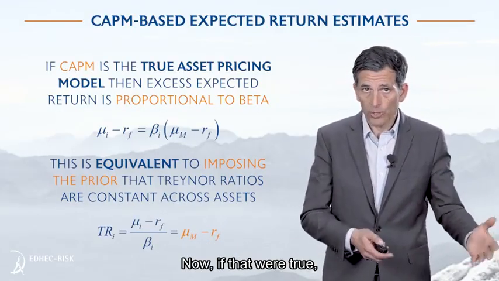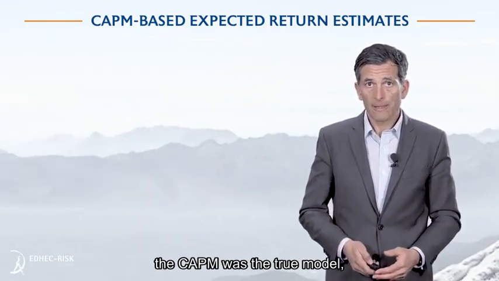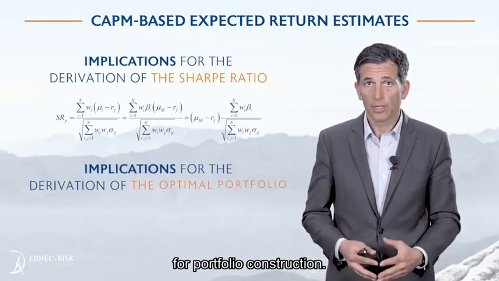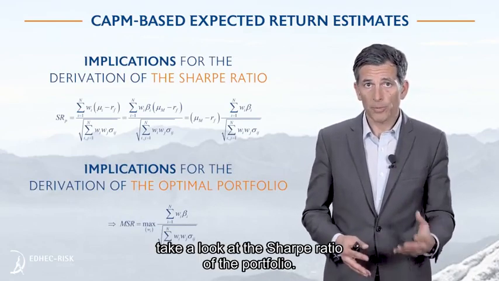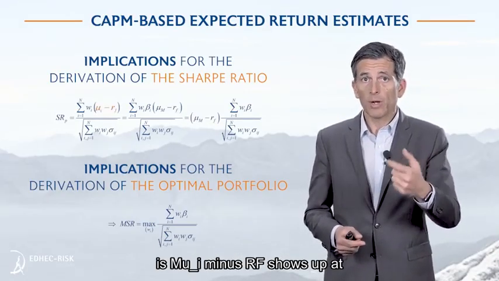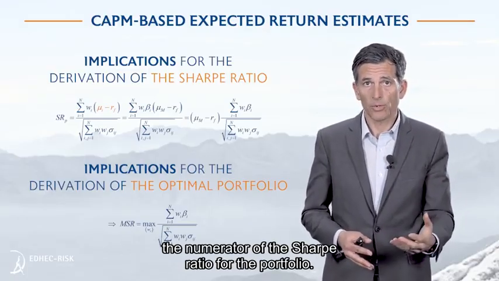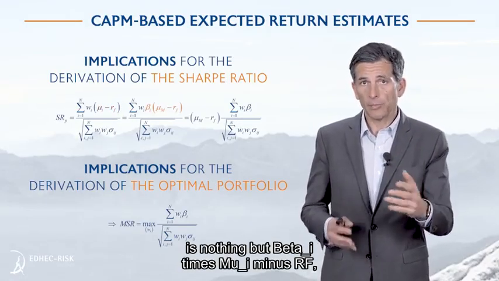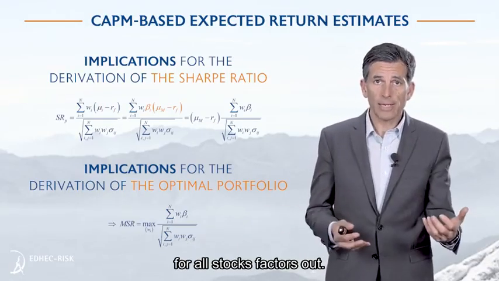Now, if that were true, if we were to live in a world where the CAPM was the true model, the true asset pricing model, then this would have very profound and simple implications for portfolio construction. Well, to see this, just take a look at the Sharpe ratio of the portfolio. What you need to be able to estimate critically is mu i minus r_f. It shows up in the numerator of the Sharpe ratio for the portfolio. Well, mu i minus r_f, according to the CAPM, is nothing but beta i times mu m minus r_f. And the mu m minus r_f, being the same for all stocks, factors out.